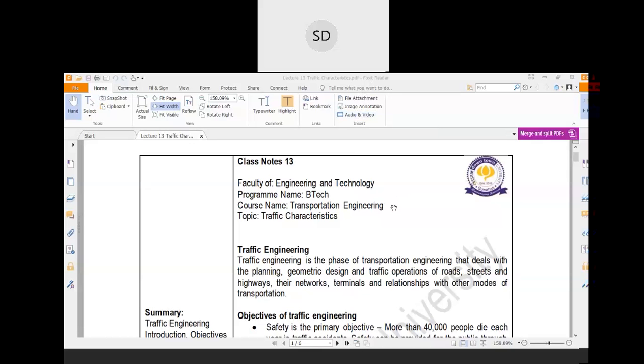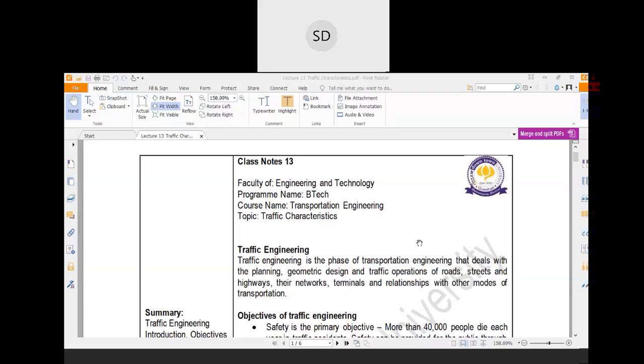Okay, so today we'll start a new chapter. In this chapter, we'll discuss traffic engineering. There are different characteristics and different components of traffic engineering.